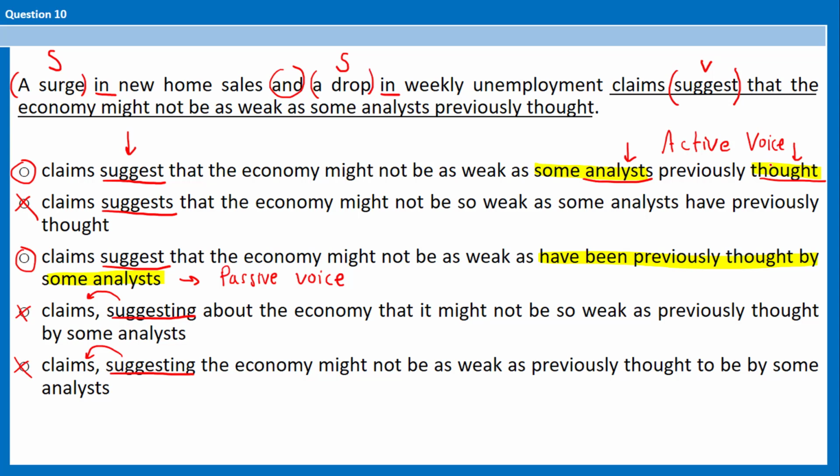And in general, we prefer active because it creates a simpler, more concise expression. Okay? Eliminate the third one and keep number 1.